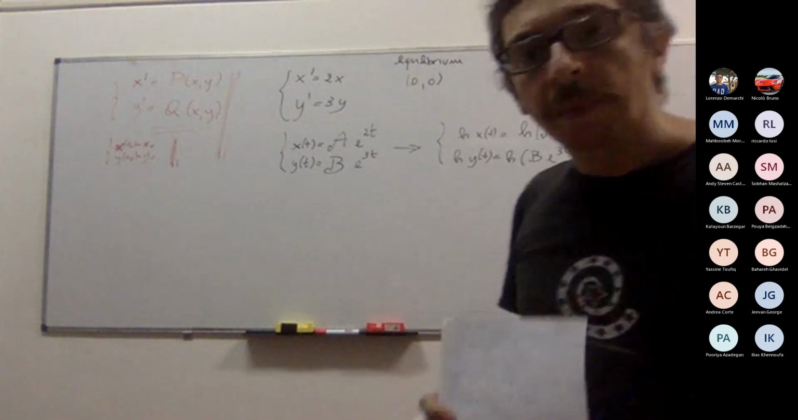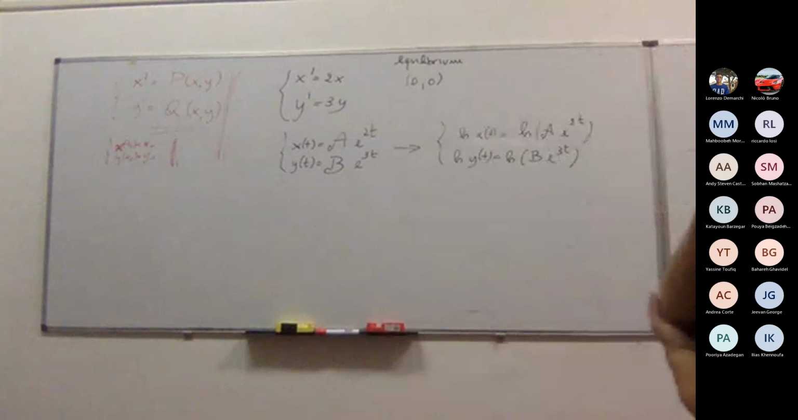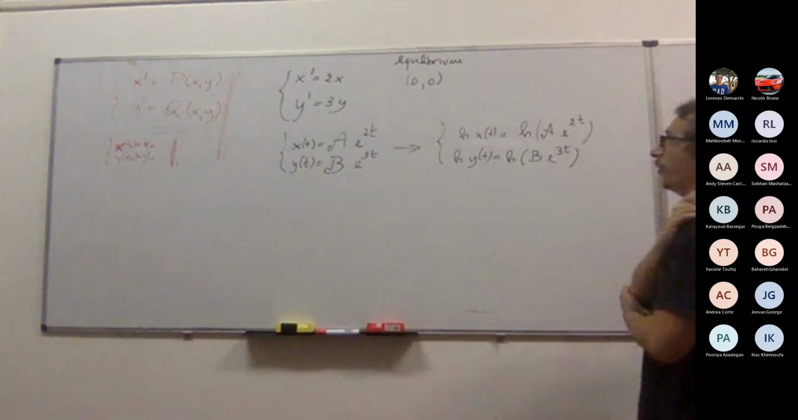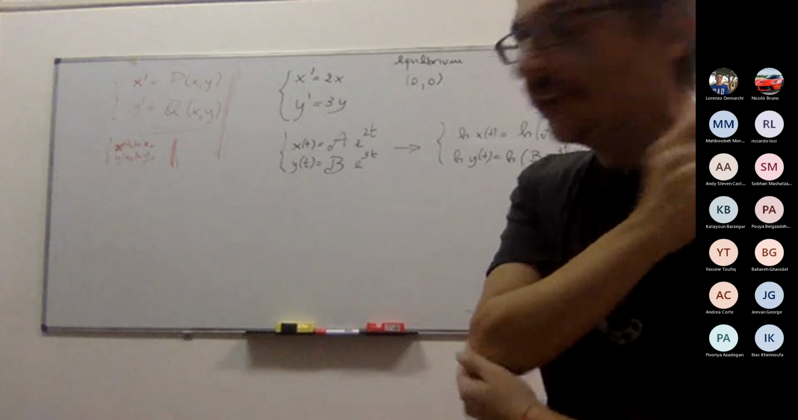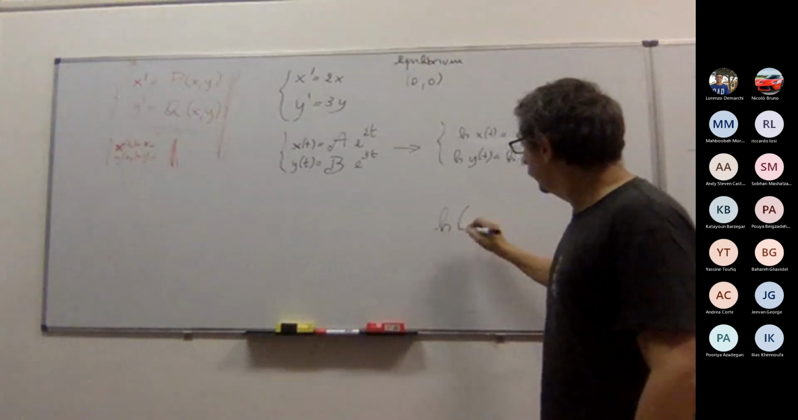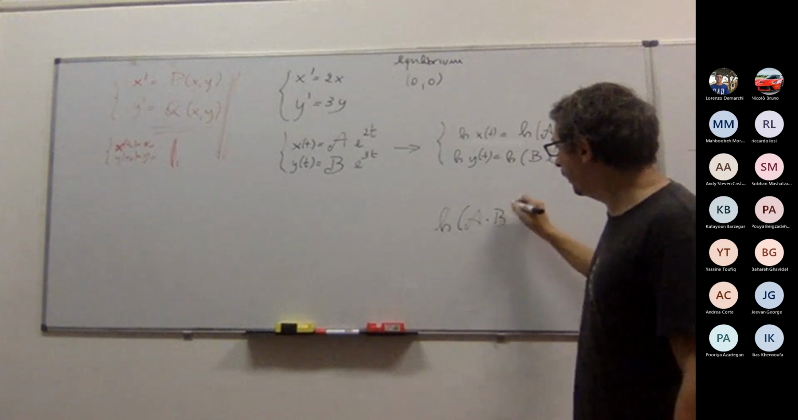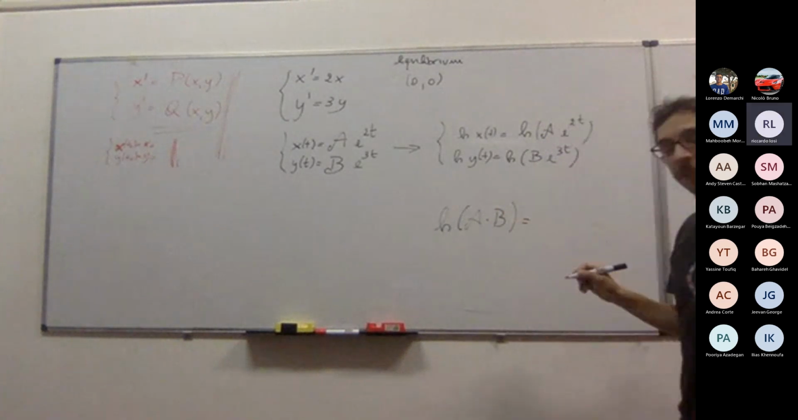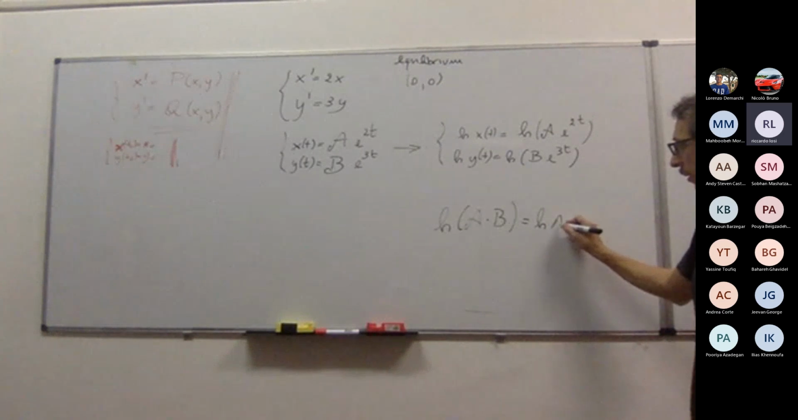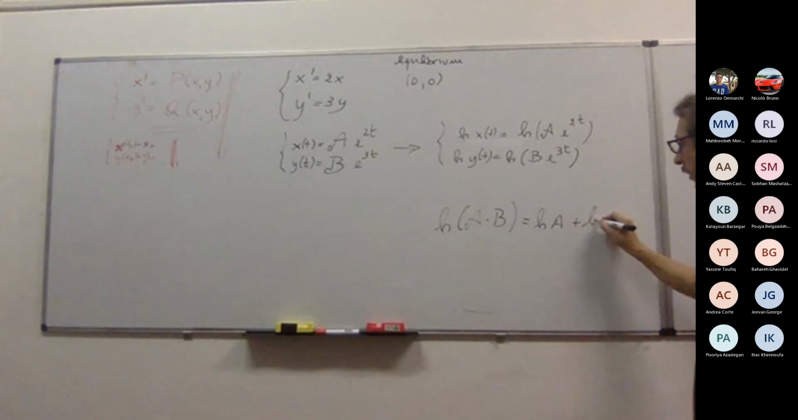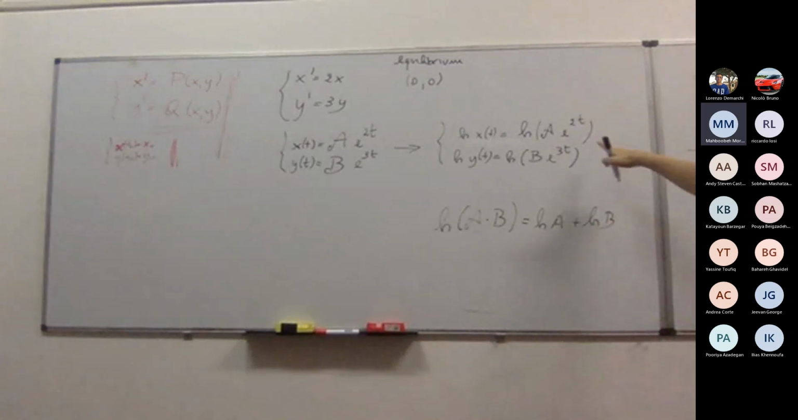Okay? Now, do you remember what is the log of the product? The log of the product A times B is equal to what? Log A plus log B. That's correct.